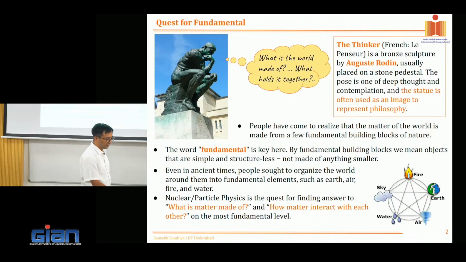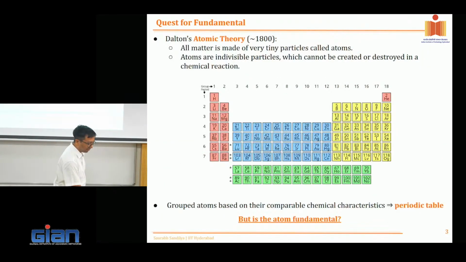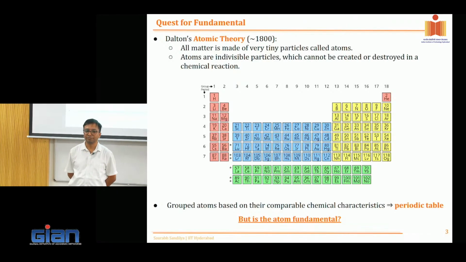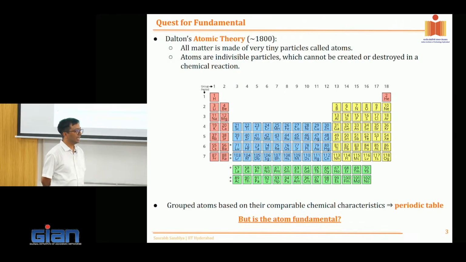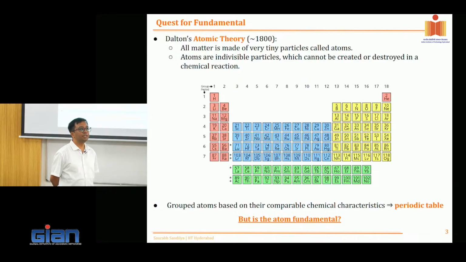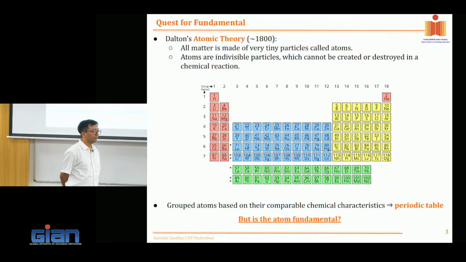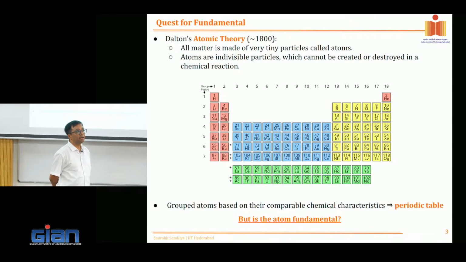Okay, so a little bit of fast forward to Dalton's atomic theory. We figured out there are elements, and different elements are made up of different types of atoms. And those atoms, at the time of Dalton, around 1800, were considered indivisible. They cannot be destroyed. They were arranged in a fashion called the periodic table.